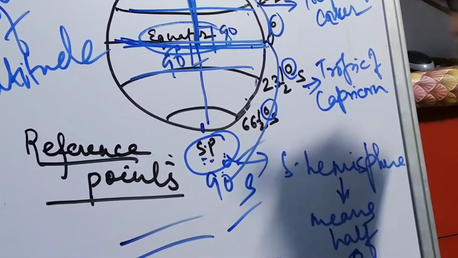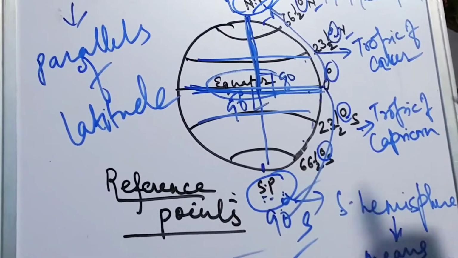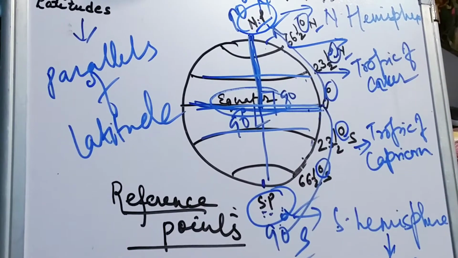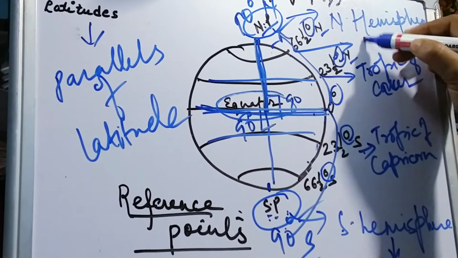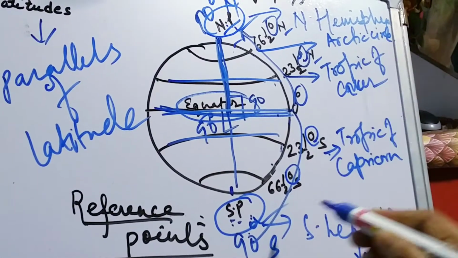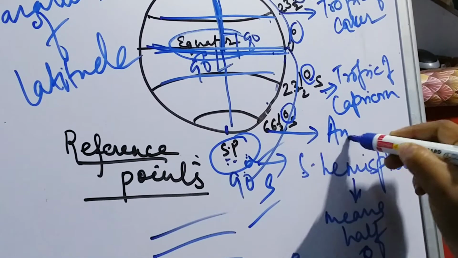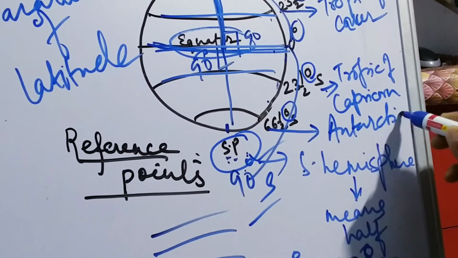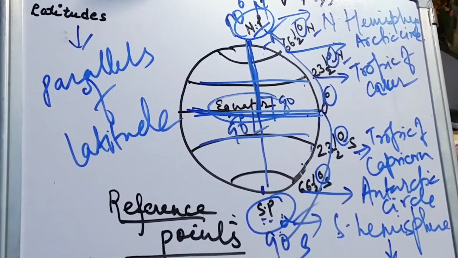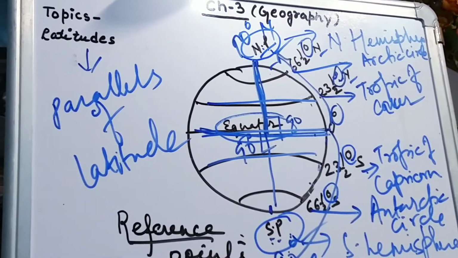Capricorn. These are the names of the parallels of latitude. Again, this 66.5 degree is your Arctic Circle. And this is your Antarctic Circle. So these are the names of the parallels of latitude.